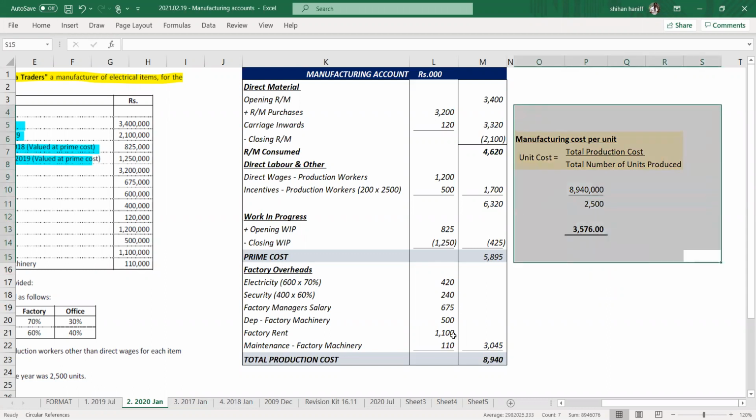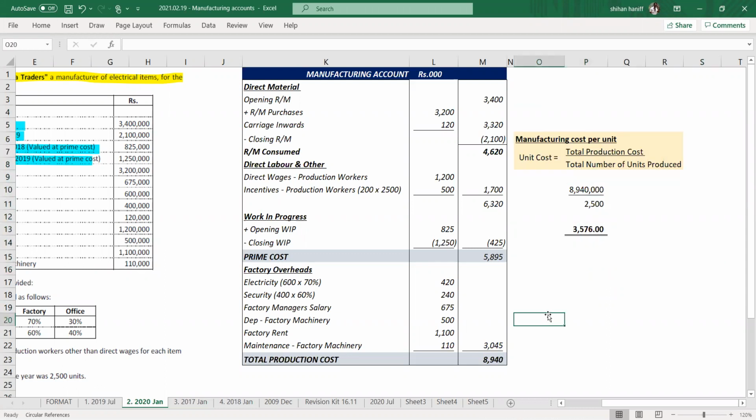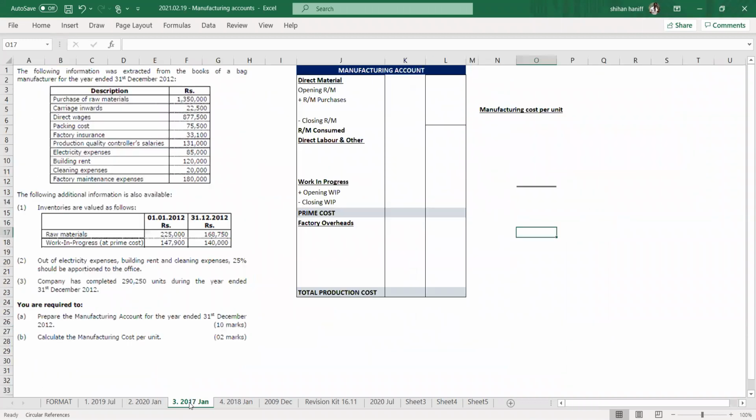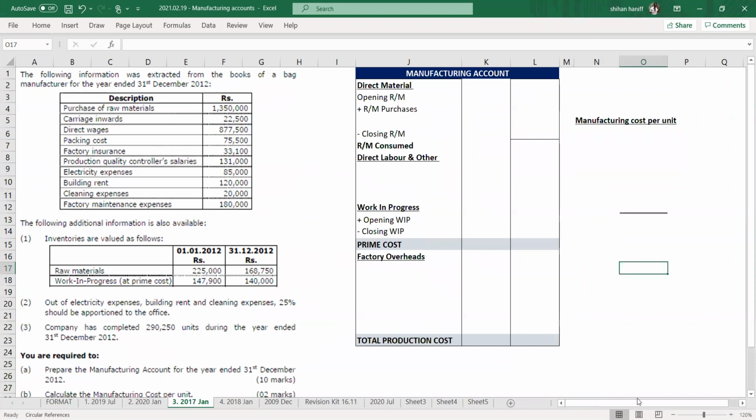Any doubts? Is it clear? Calculating the total production cost. Right. So let's move to the third question. Question number 3. Right. So can you all do this?